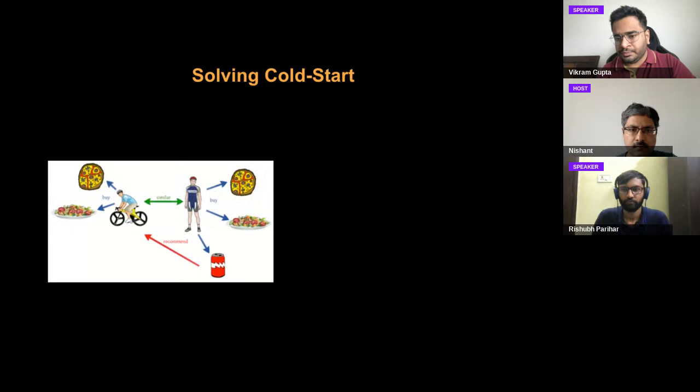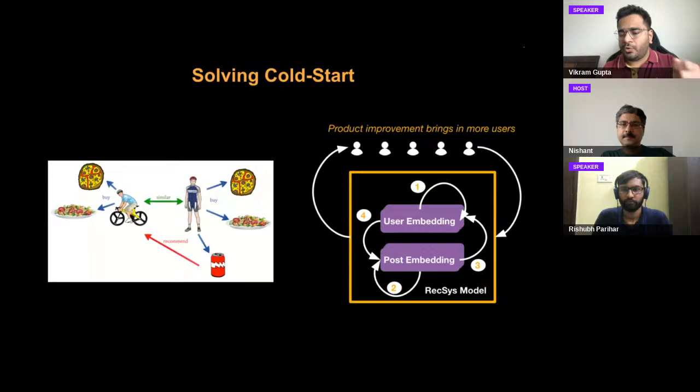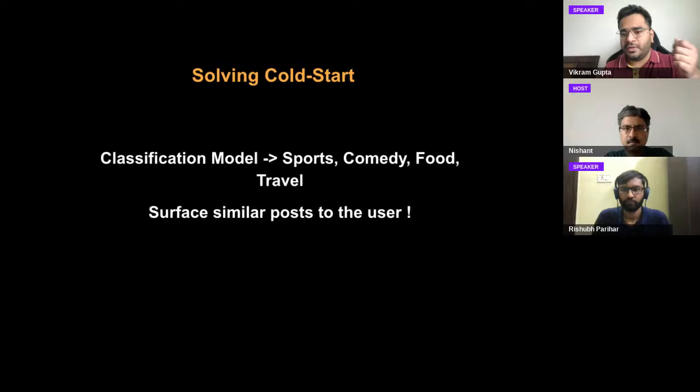When a new post comes in, because it has not been shown to anybody, we do not know what kind of people will like it. So this is one major problem with recommendation engines. They keep on improving as more consumption happens. In order to handle that, we try to semantically understand the content. So instead of relying on recommendation for the early phase of a post, we try to semantically understand it.